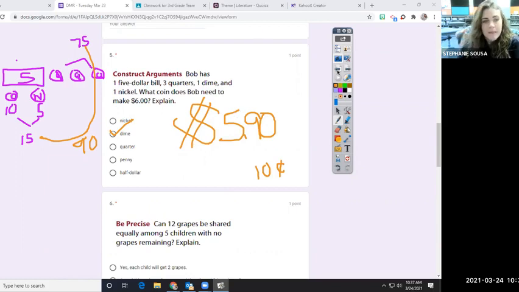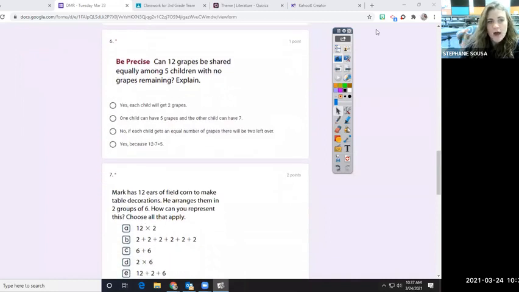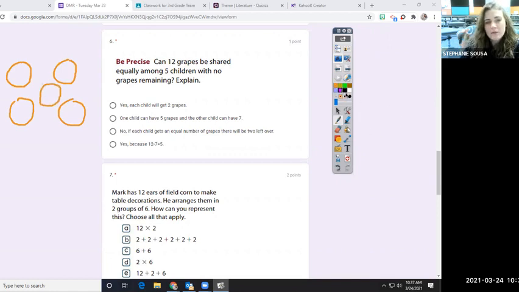All right. Next up, be precise. Can 12 grapes be shared equally among 5 children? Can 12 grapes be shared equally among 5 children with no grapes remaining? Explain. Well, let's go ahead and draw this. I've got 5 kids, so I'm going to make 5 little plates so I can give them this very small snack of grapes. Okay? Now I'm going to make some grapes here.